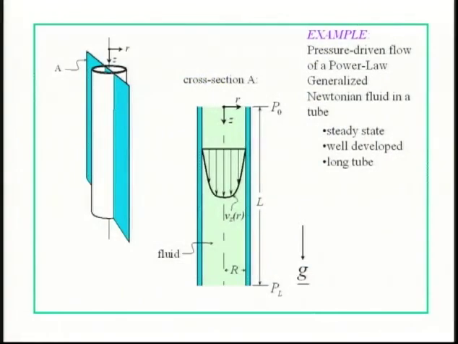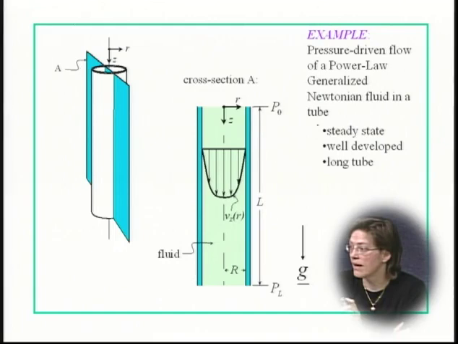Okay, so the problem I'd like you to solve is to calculate the velocity field in pressure-driven flow of a power law generalized Newtonian fluid in a tube. Steady state flow in a tube. All right? So it's steady state, it's well developed, and the tube is long. So you've been doing this for a little while, and you know that these things tell us a few things about how to simplify the momentum balance. All right? So let's do this problem together.